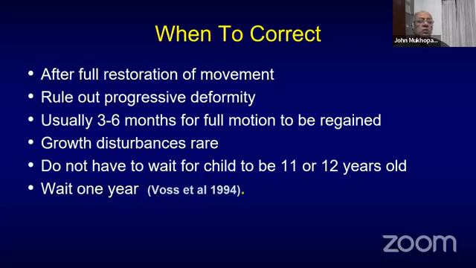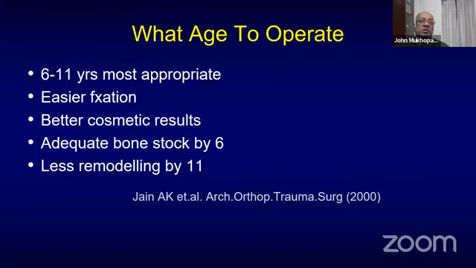Now, earlier people used to say wait till the child gets to 11 or 12. That is really not necessary, because as you wait longer, the remodeling potential comes down. So don't wait that long. Wait about a year. The reason is twofold. One is to get back full range of motion, and you want to rule out that it's a progressive deformity. Because if it's a progressive deformity and you correct it, it is going to recur and you're going to get the blame for it. So if you have a progressive deformity, it's important to document it before you do the surgery.